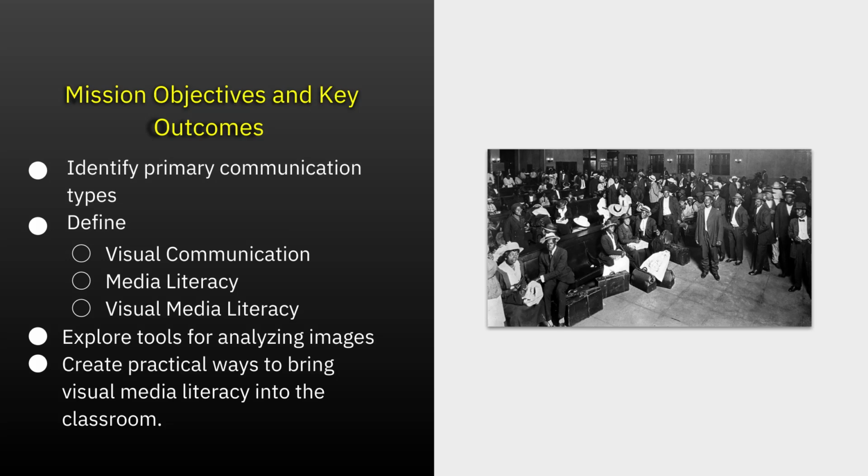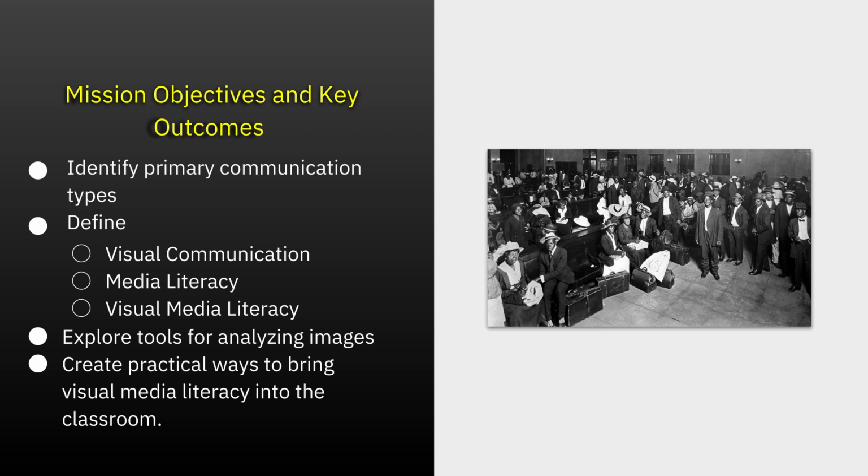So, some of our mission objectives today: we're going to identify primary types of communication, because photography is one type of communication. We're going to define visual communication, media literacy, and visual media literacy.